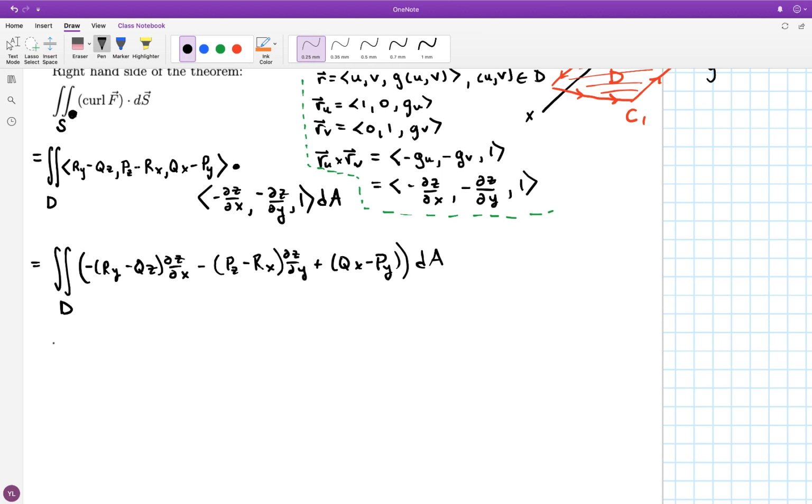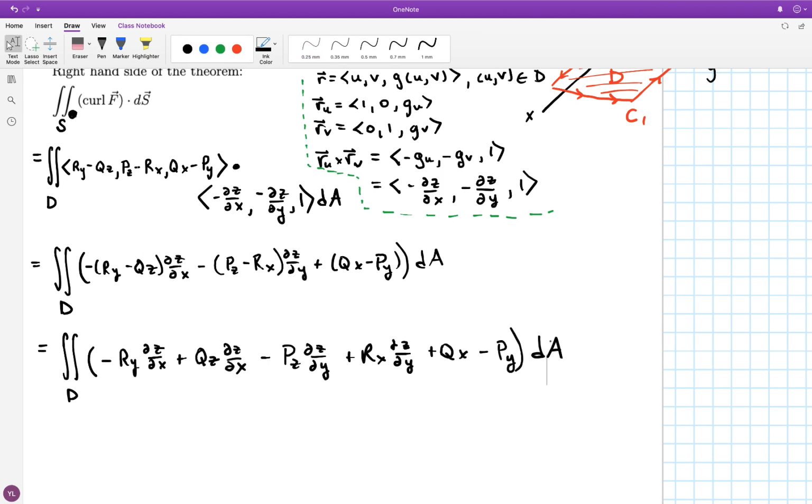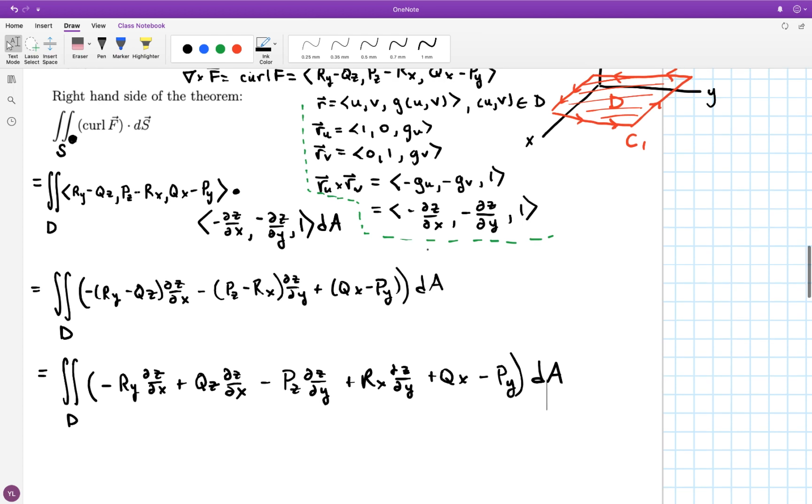I'm just going to multiply some things out. Before I go and work on the left-hand side of the theorem, if I write out all the terms that I see here, it'll put it in a good position for when I'm ready to match this up with the integral that results from the left-hand side of the theorem. Okay, so there you go. This is the right-hand side of the theorem.